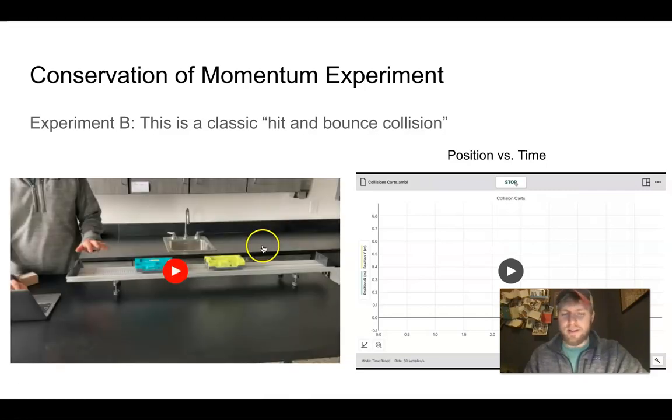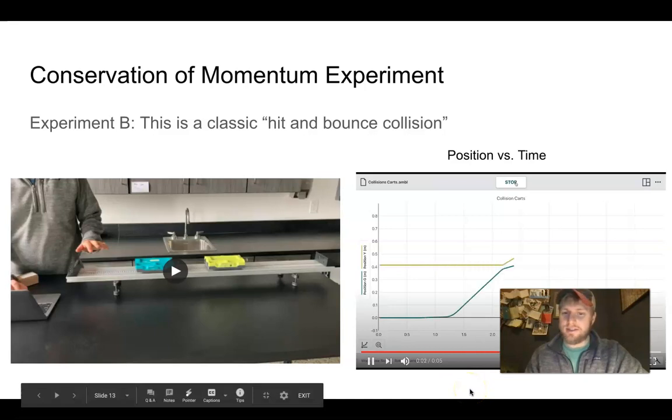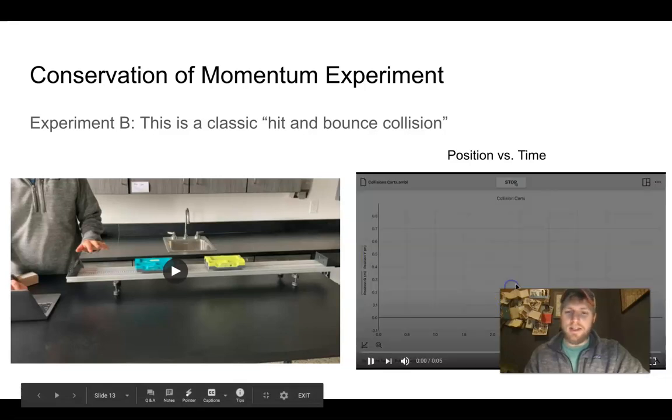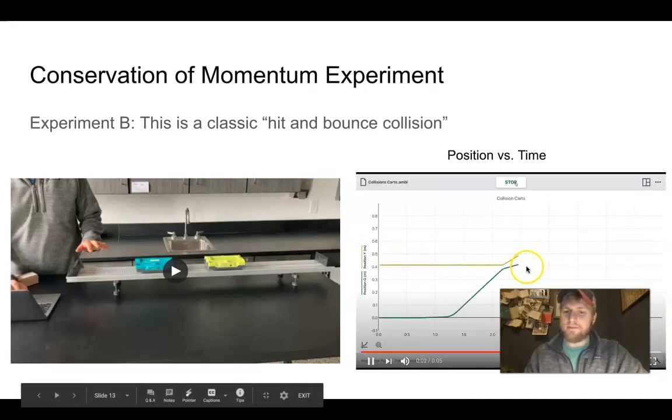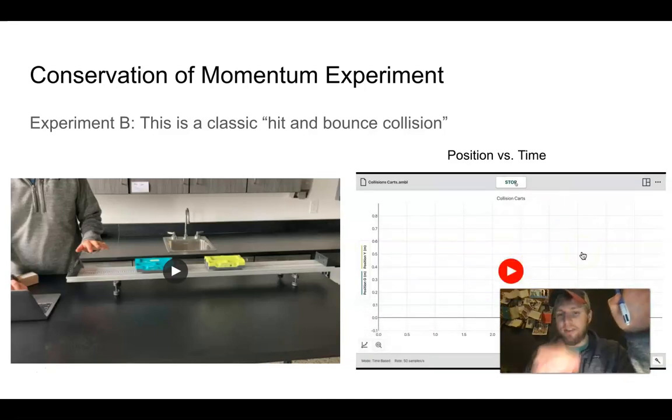So notice they don't hit and stick together, which means we're going to have to collect data in a slightly different way. Here's what it looks like on graphical analysis. There you can see the slope of the yellow one is a little steeper than that of the blue one. It's moving much more quickly after the collision than the other one. So we will take a look at how elastic this one was, and then we can also do versions of the experiment where we add mass to the first cart, add mass to the second cart, different kinds of combinations like that.